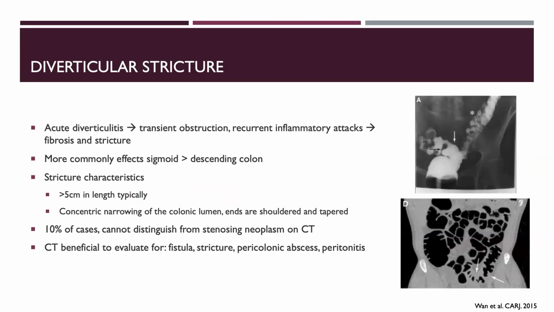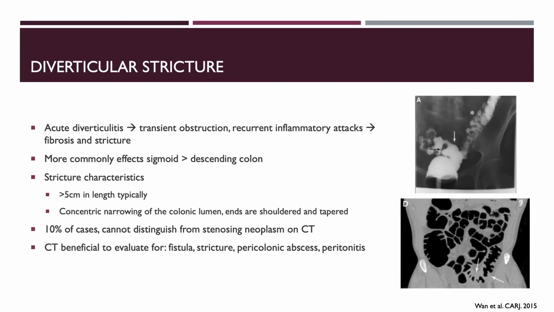Totally get it. The issue is that stenting has not been shown to be a great option here. Acute diverticulitis can cause transient obstructions, but typically these are patients who have recurrent diverticulitis causing fibrosis and strictures. It's often in the sigmoid colon, and they're typically a little bit longer than 5 centimeters in length. They have this concentric narrowing of the lumen, and then it typically tapers in shoulders. In 10% of cases, again, this is inflammation related.